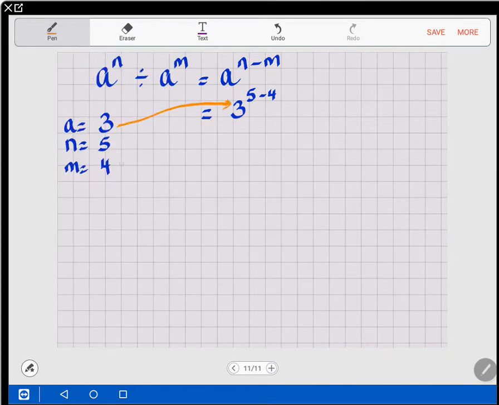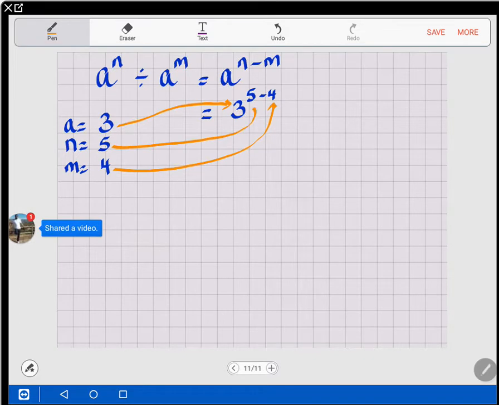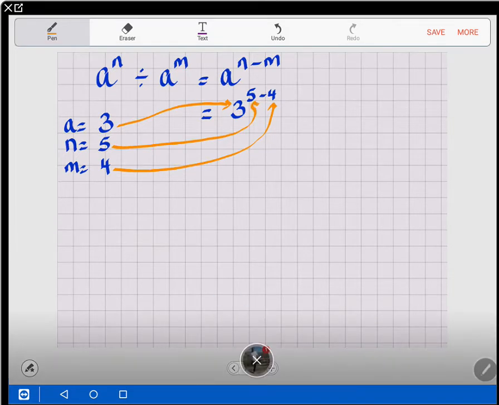3, 4, n. OK? Which is equivalent to 3 to the power of 1. Now, we know the same principle that we used when we do multiplication.